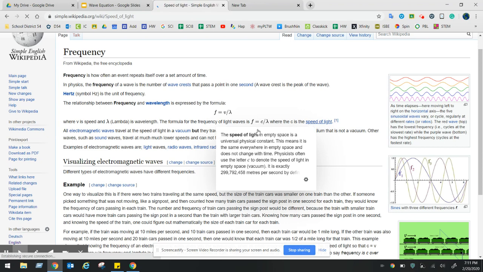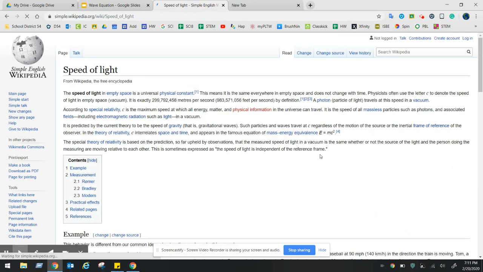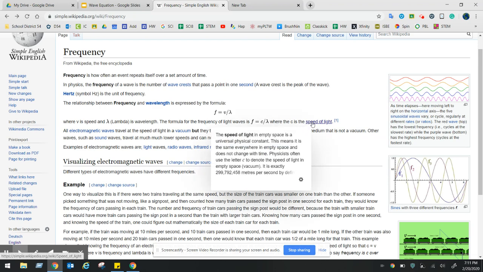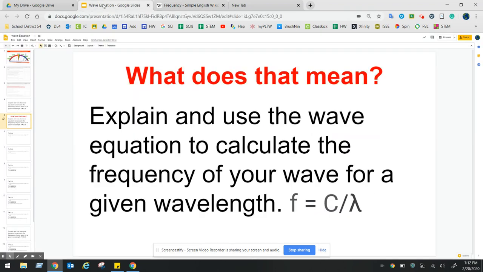When we click on that, we can see that the speed of light in empty space is a universal physical constant. This means it's the same everywhere in empty space and does not change with time. Physicists often use the letter C to denote the speed of light in empty space. It is exactly 299,792,458 meters per second. That's a lot. Okay, good information. So let's go back to what we were looking at.